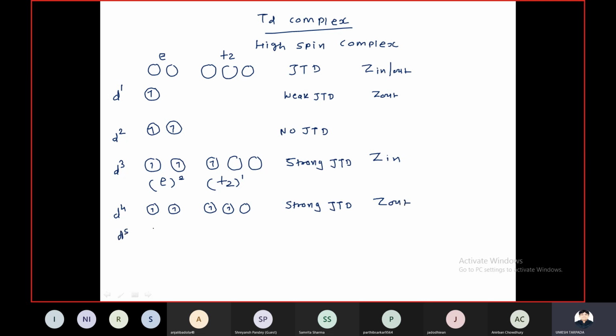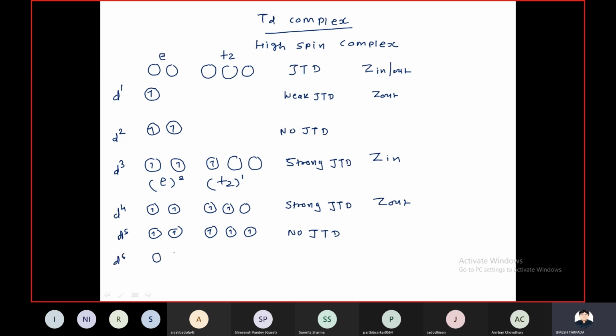But is there any Jahn-Teller distortion in d5? Symmetrical, 0. It's a 0. So there is no Jahn-Teller distortion, no JTD, because both the orbitals are symmetrically filled.